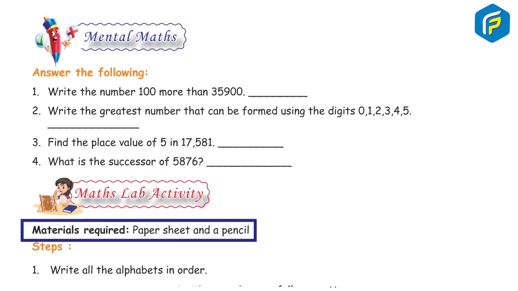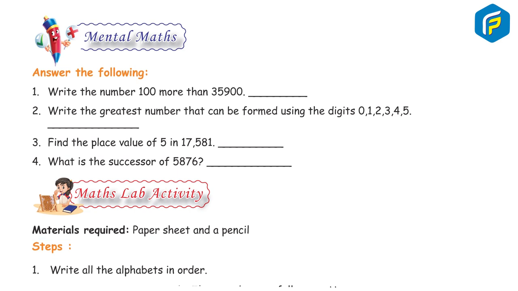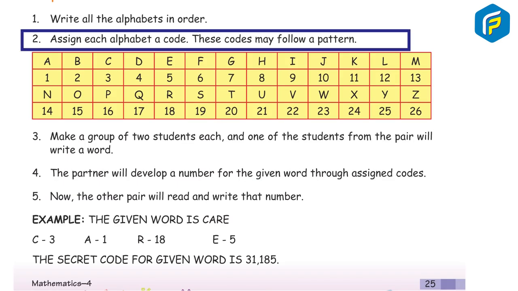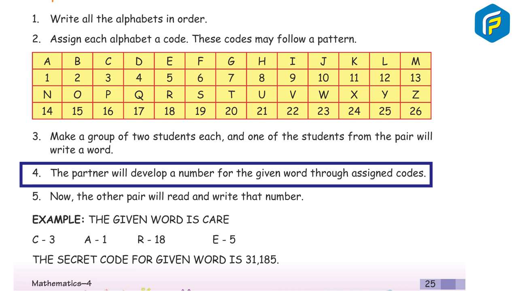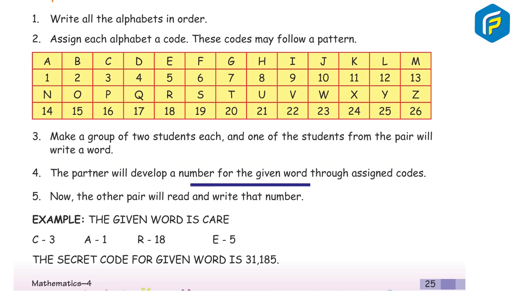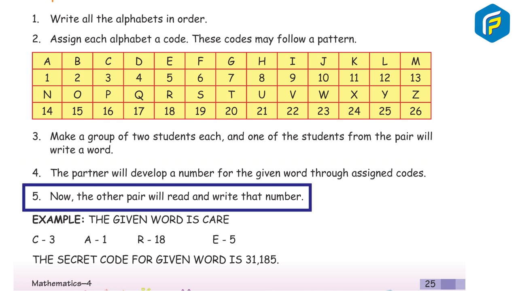Maths lab activity. Materials required: paper sheet and a pencil. Steps. 1. Write all the alphabets in order. 2. Assign each alphabet a code. This code may follow a pattern. 3. Make a group of 2 students each, and one of the students from the pair will write a word. 4. The partner will develop a number for the given word through the assigned codes. 5. Now the other pair will read the number and write it.